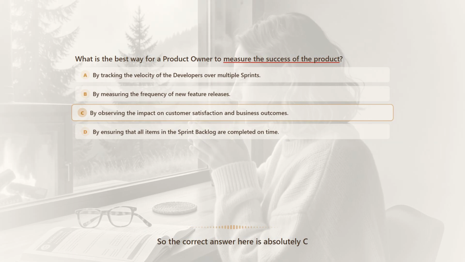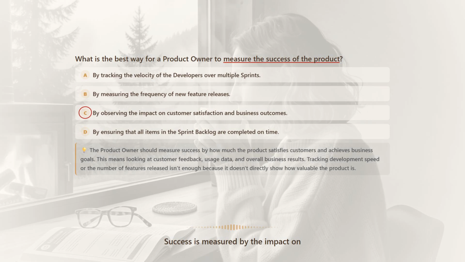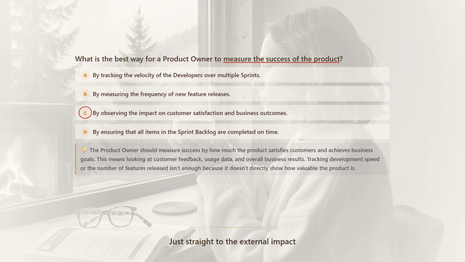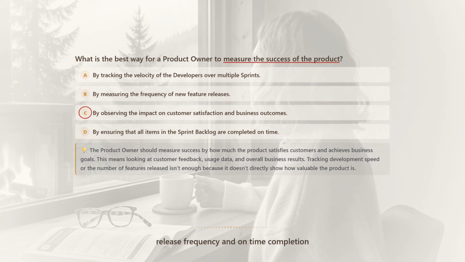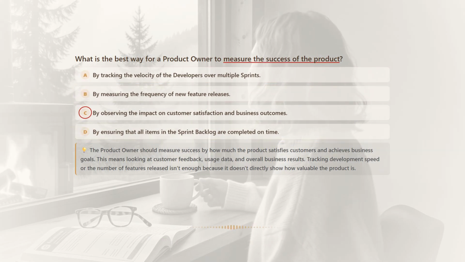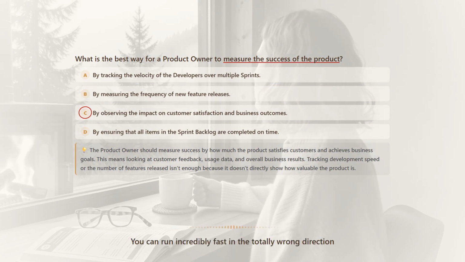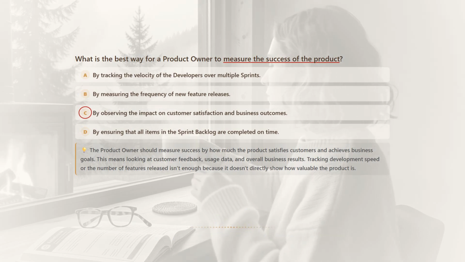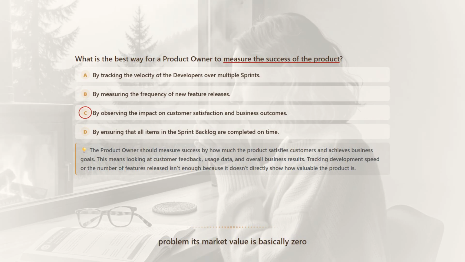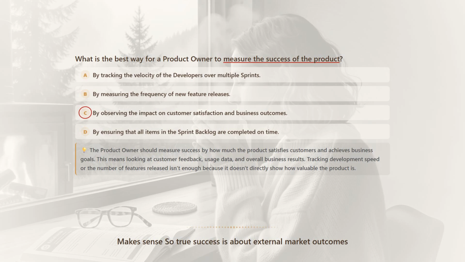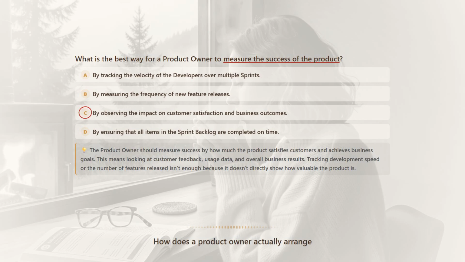So the correct answer here is absolutely C. Success is measured by the impact on customer satisfaction and business outcomes. Just straight to the external impact. Exactly. The reason options A, B, and D, velocity, release frequency, and on-time completion, are incorrect is because they measure internal output, not external impact. I mean, you can run incredibly fast in the totally wrong direction. Spot on. If the product doesn't solve a real user problem, its market value is basically zero. Makes sense. So if true success is about external market outcomes, how does a product owner actually arrange their backlog to guarantee those outcomes? That is the big question.